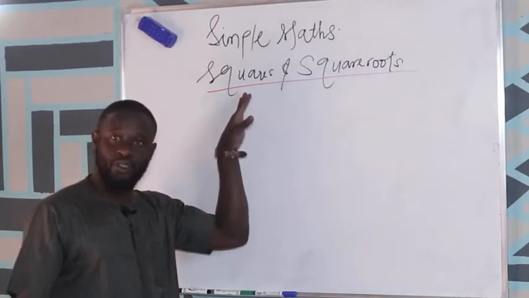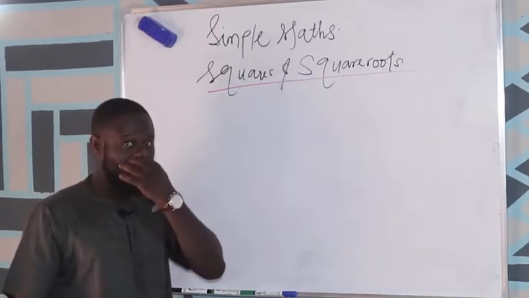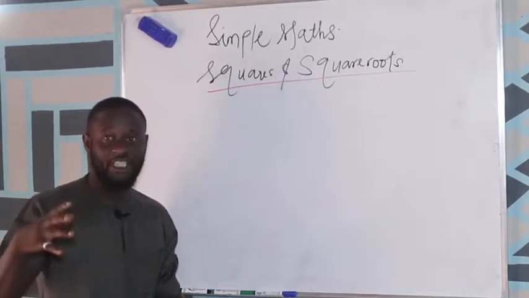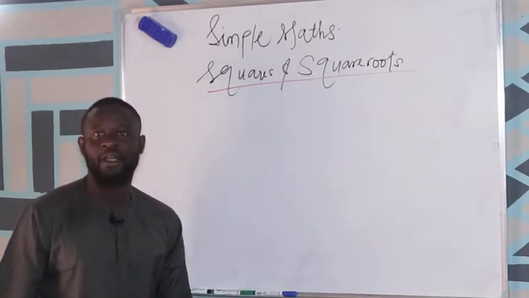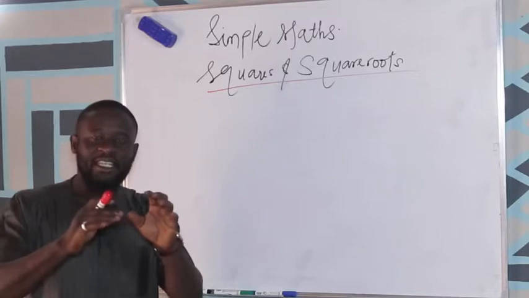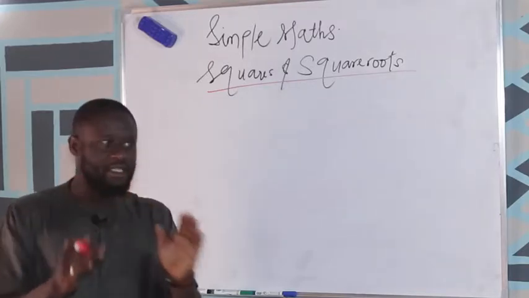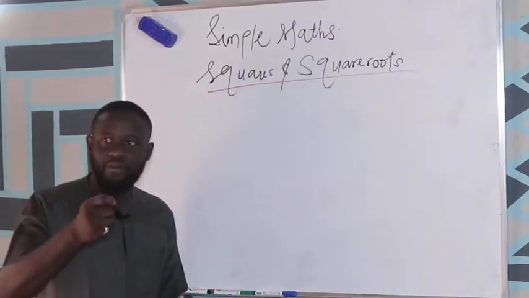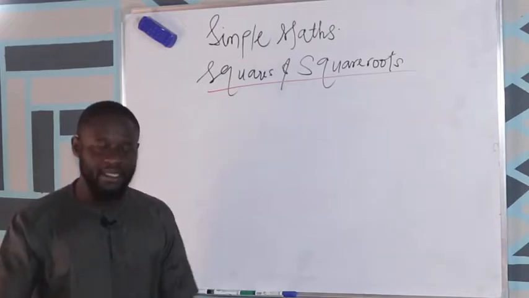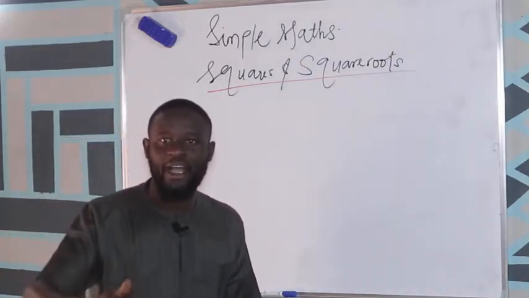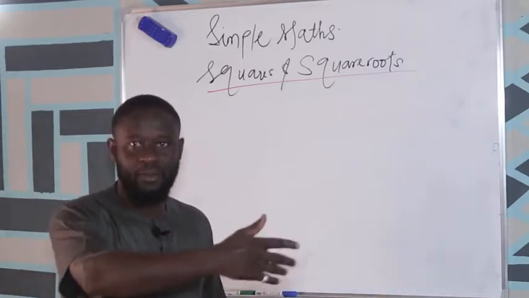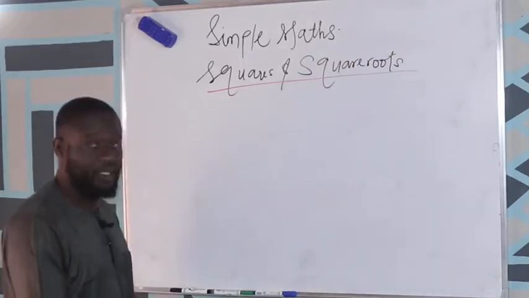Today we are going to look at squares and square roots so that we can differentiate what the square of a number is and the square root of that particular number. There are a few little things I want to give you, a little ingredient to help you understand what you can do to know the square of a number and the square root of that number. So now let me give you an example.